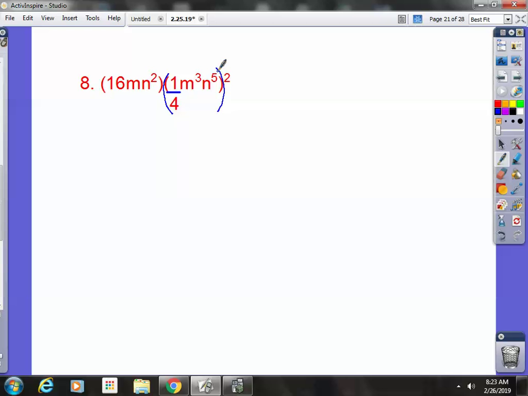I always want to take care of those outside exponents. The outside exponent I'm referring to here is 2. Let's square everything in the second parentheses. The first parenthesis, I'm just going to bring it down.